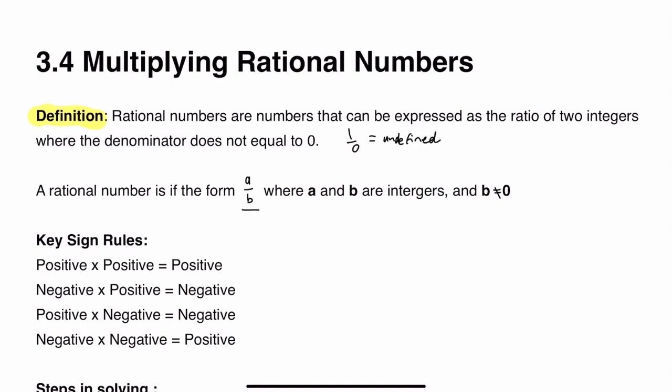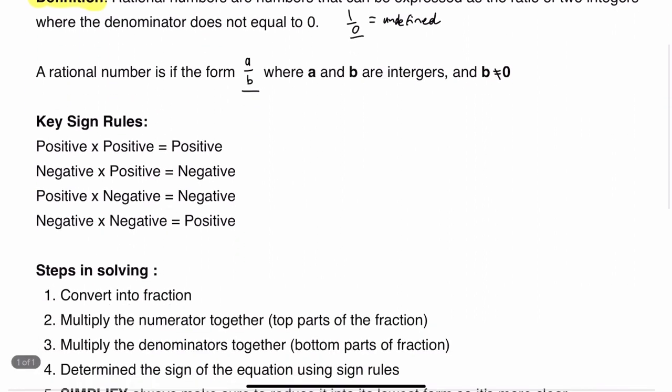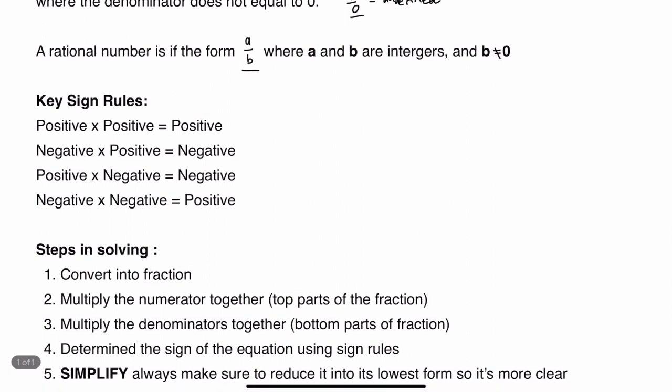Why is that, you might be wondering? This is because if the denominator of a fraction is 0, technically it's not really a fraction anymore. Its overall value is undefined. Hence, they have no meaning. So that's why your bottom integer can never be 0. So, a rational number is of the form a divided by b, where a and b are integers and b cannot equal 0. So here are some key sign rules.